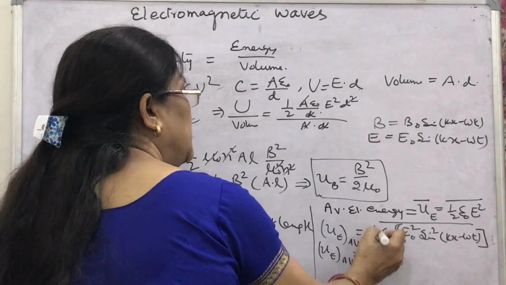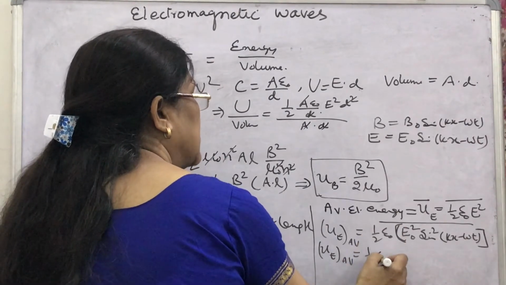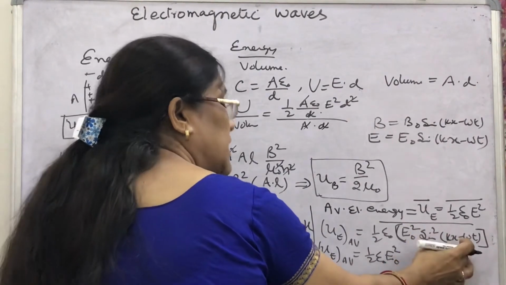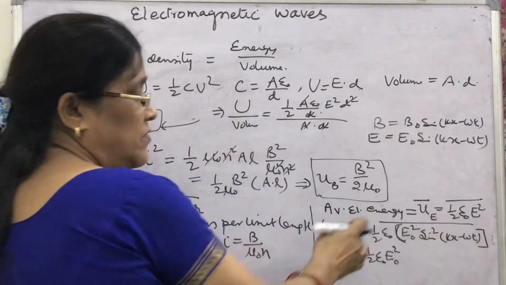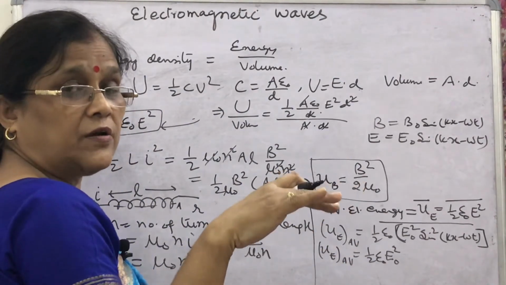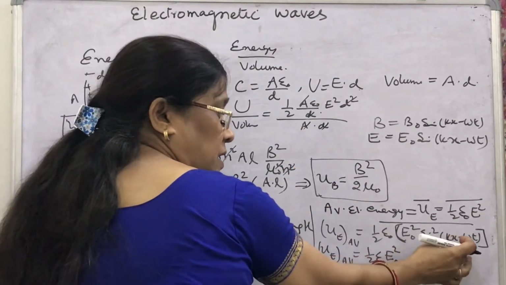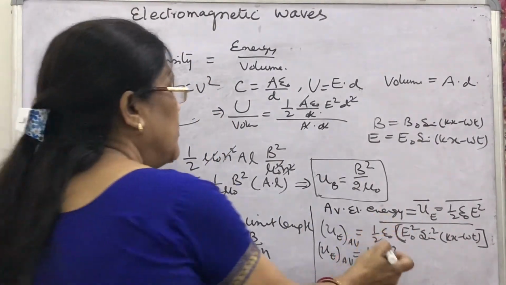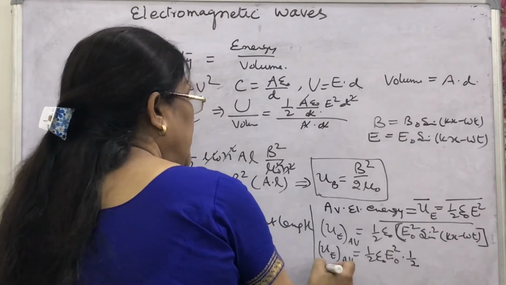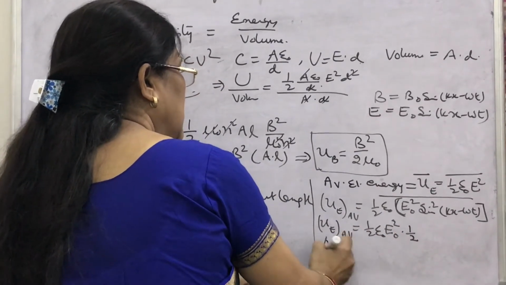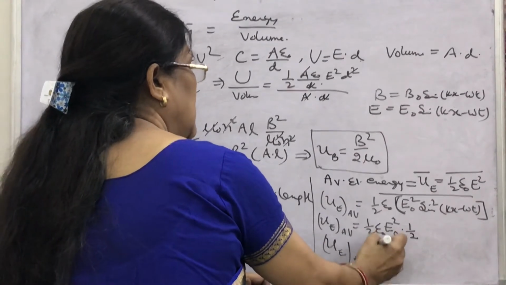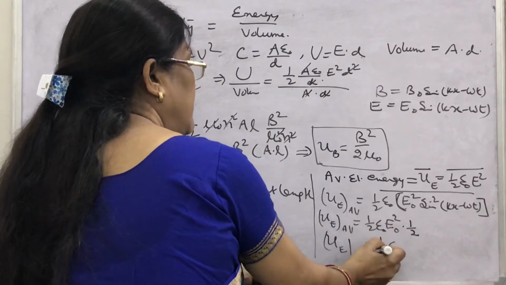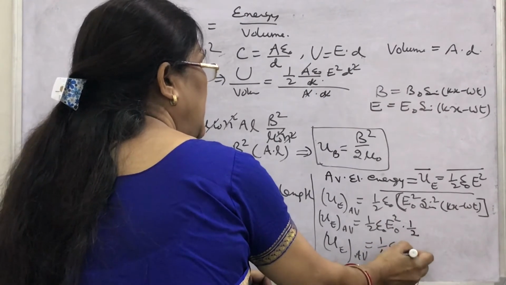Then what will be U_E average? Look here, this U_E average will be half epsilon naught E naught square and sine square kx minus omega t. I have told you in alternating current also, the average value of sine square kx minus omega t is half. So you will put here this half. So what is the average electrical energy in the EM wave? Half into half, 1 by 4 epsilon naught E naught square.